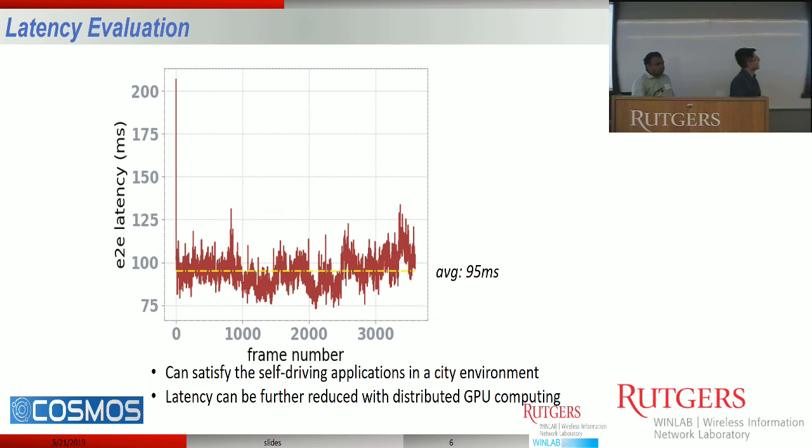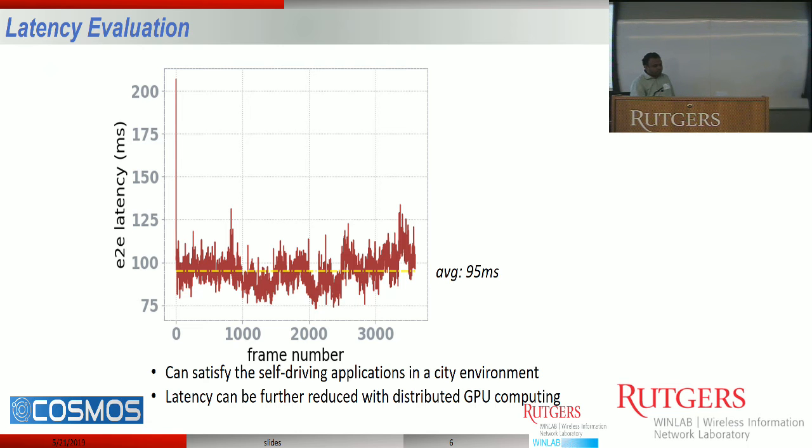So finally, let's take a look at the latency evaluation. Here we show the latency performance over around 5 minutes, and we record end-to-end latency. End-to-end means we start recording when we take that frame as an input and end when we finish the image processing computation and put a mask on it. The average end-to-end latency is around 95 milliseconds, basically 10 frames per second.